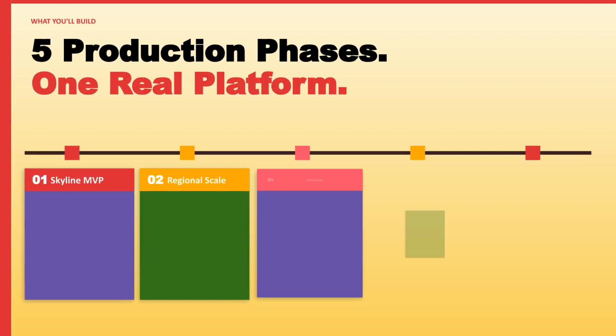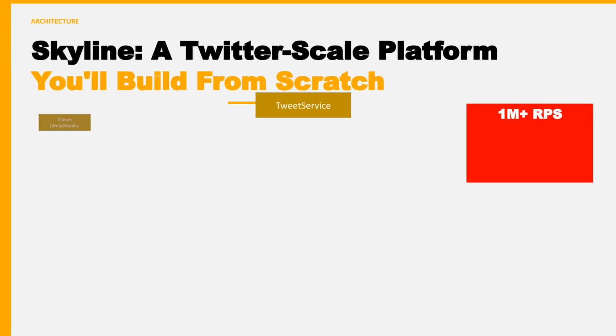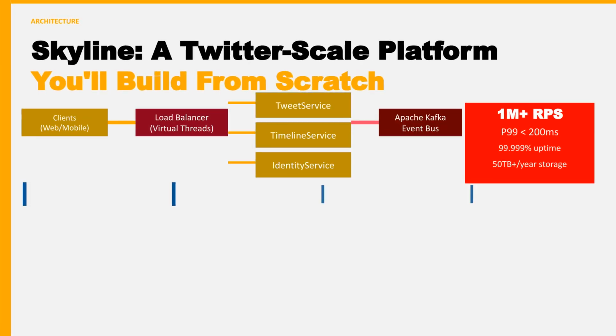The course is structured around 5 production phases. Starting with the Skyline MVP for 1K users, you progress to regional scale, production hyperscale for 1M+ users, performance lab optimization, and finally, SRE excellence, achieving 99.999% uptime. Each phase introduces new, real-world engineering challenges. This is the architecture you will build and understand end-to-end.